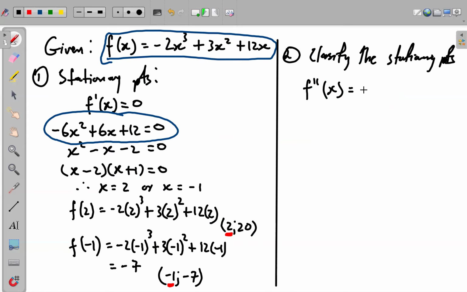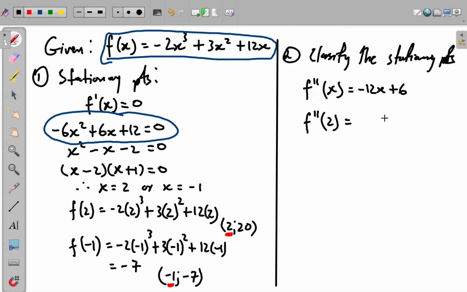So this must give us a -12x plus a 6. Now, let us do the substitution. I'm going to substitute into the second derivative a +2. And you're going to do that for me as well. Let's see. It looks like I'm going to have a -24 plus a 6.